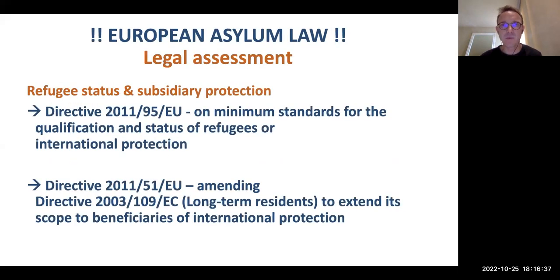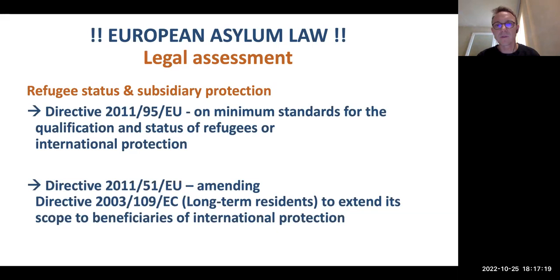Very important for the legal assessment are the directives, the so-called qualification directive, which defines very precisely, and recalls also, the Geneva Convention in this regard: what is a refugee. It could be very interesting for you to read what the directive says when it talks about the refugee definition, because it's a bit more precise than the definition that we have just gone through in the Geneva Convention.